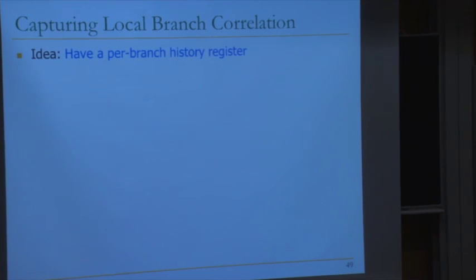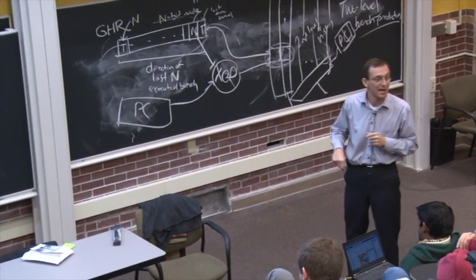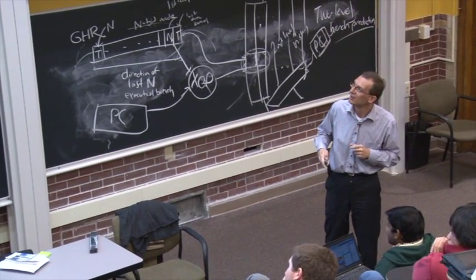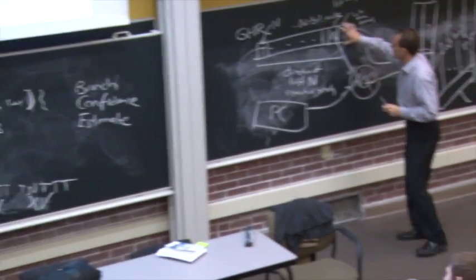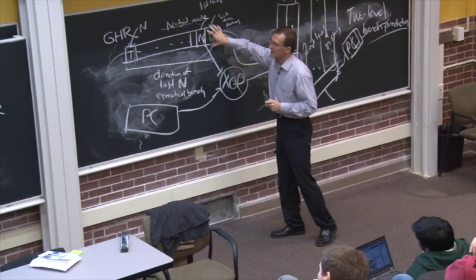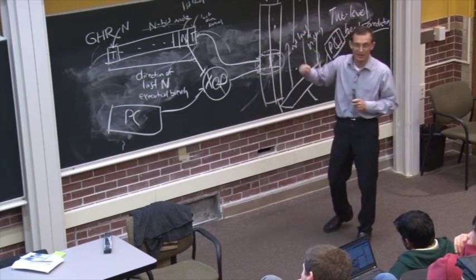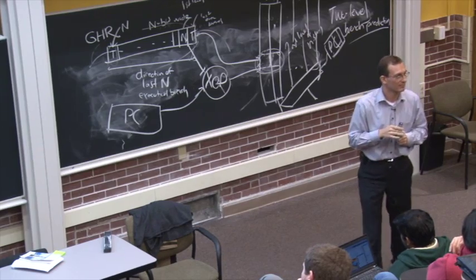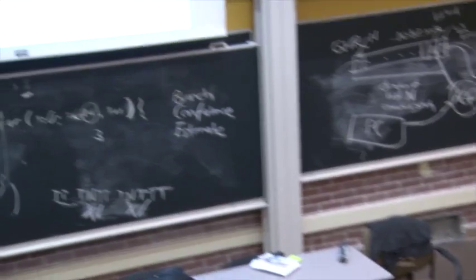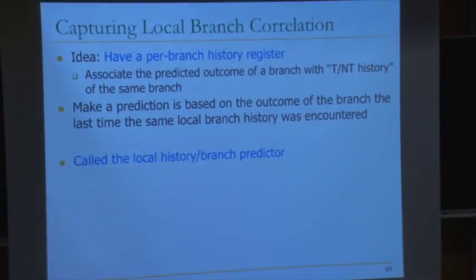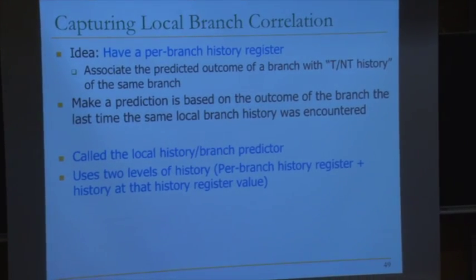In a similar way. Instead of having a global history, now we're going to have a per branch history register. For each branch, we're going to have a history register that records what was the outcome of the branch the last n times that branch was executed. And we're going to take that history of that particular branch and index into the pattern history table and get the prediction. It's called the local history or local branch predictor. Again, this uses 2 levels of history.